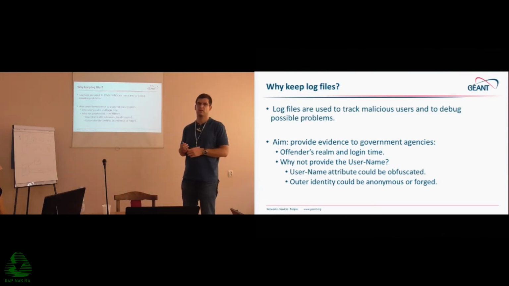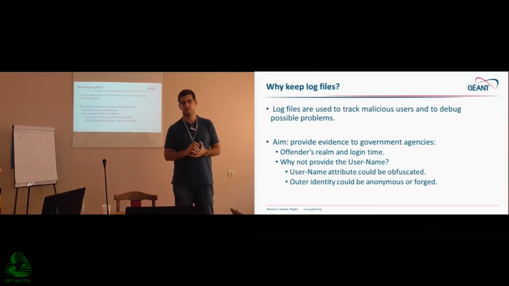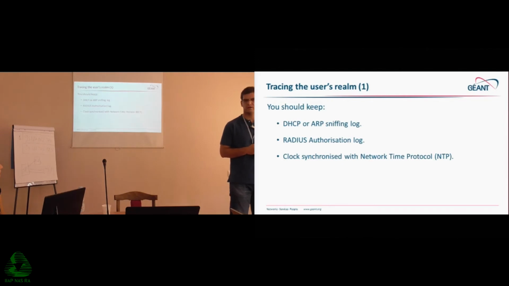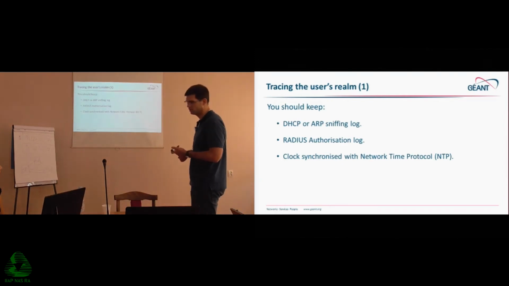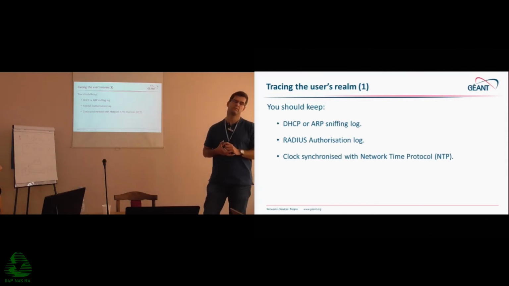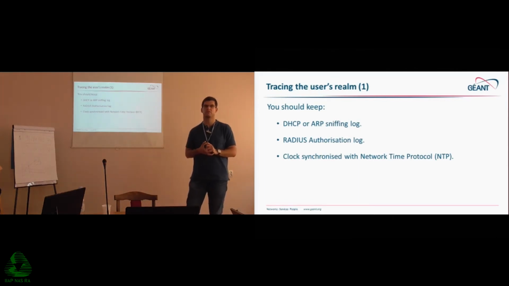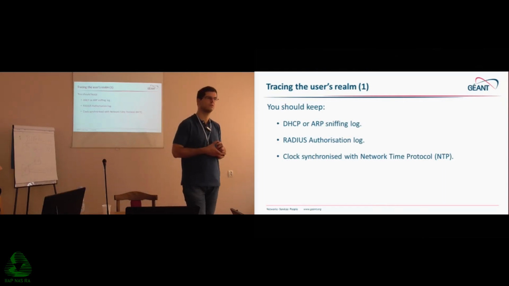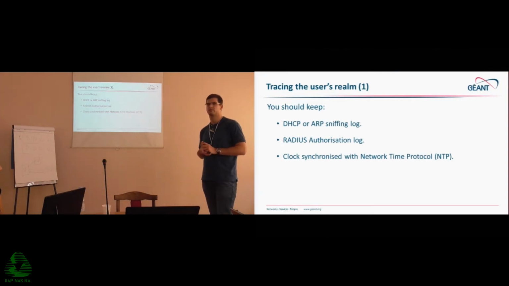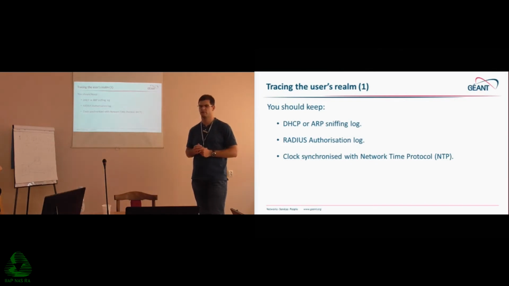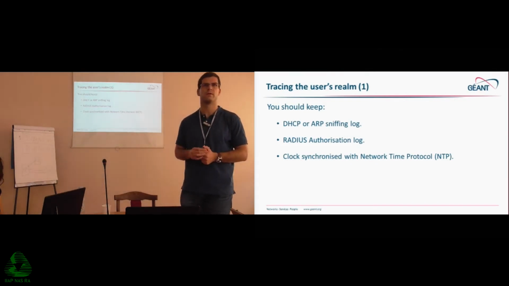And also the outer identity, as we already mentioned, you can enter anything. You can enter your real identity, but you can also use your anonymous identity. When tracing the user's realm, you should keep HTTP or ARP sniffing logs, radius authorization logs, and the server that you're using must be configured to talk to an NTP server, or has to be synchronized. If you don't have one in ASNet, you can use any of the higher hierarchy level NTP servers like Stratum 0 or something. But you can also use some servers that are already in sync with those at a higher level. For example, I think there's one in Aconet also. I think we're using that one. We have the two of them here. Great.